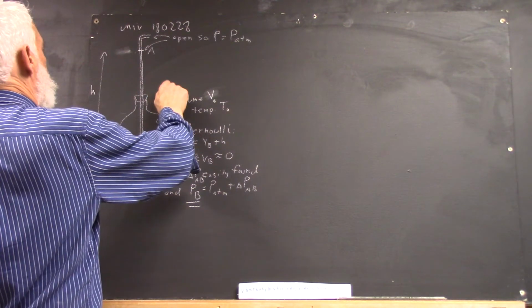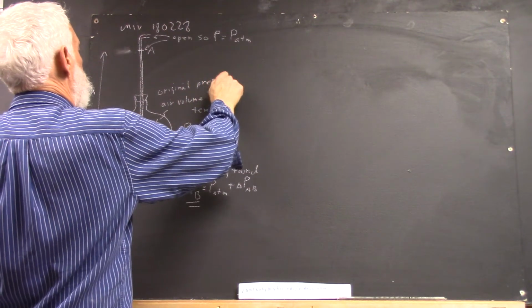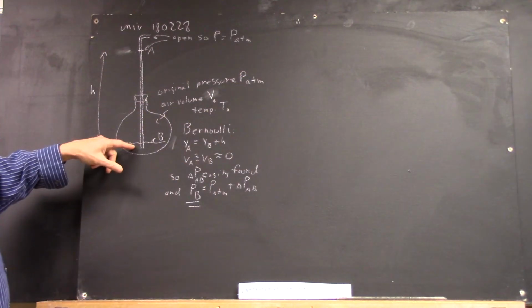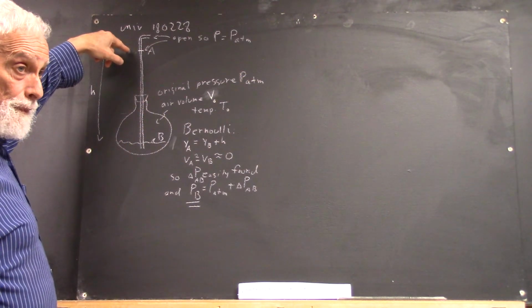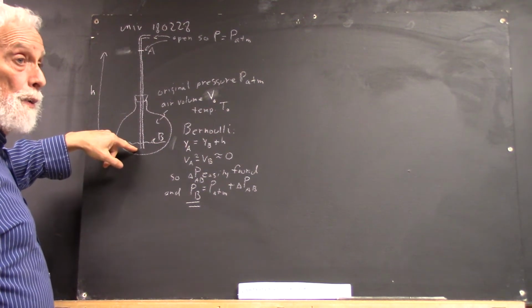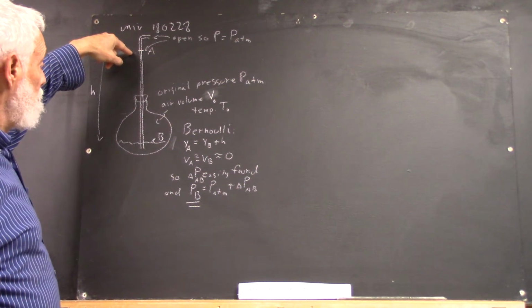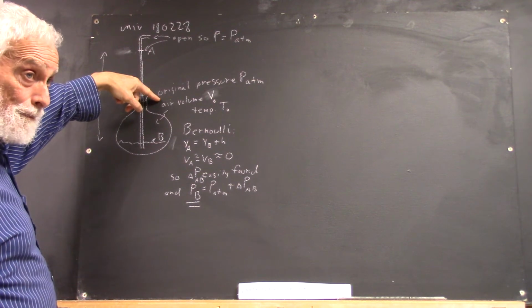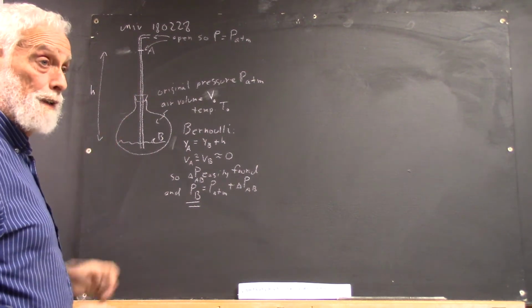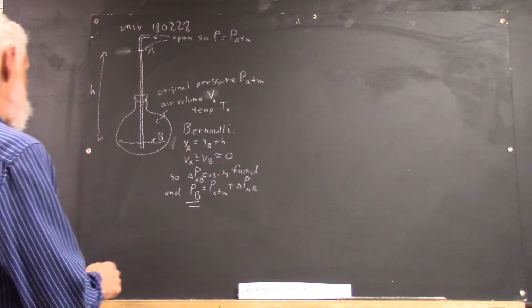Original pressure, atmospheric. That's before you start raising the water. Okay? So if this thing starts out at atmospheric pressure, what do we have to do to raise the water up to here? We don't get to change the volume of the air. We got to increase the pressure in a closed container. How do we do that? Heat it up. Heat it up. Okay?